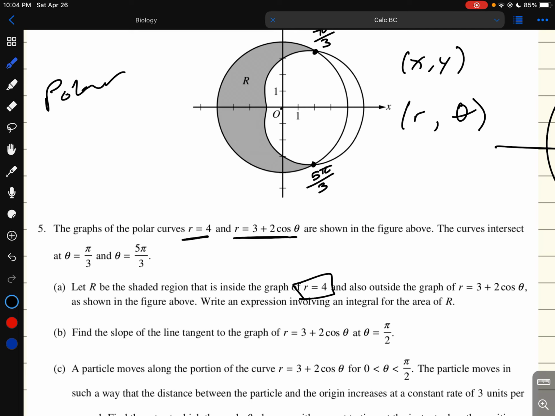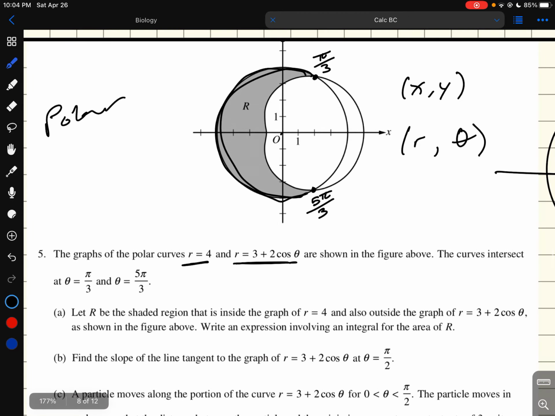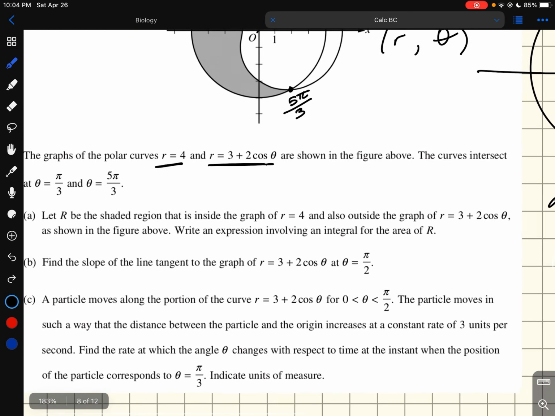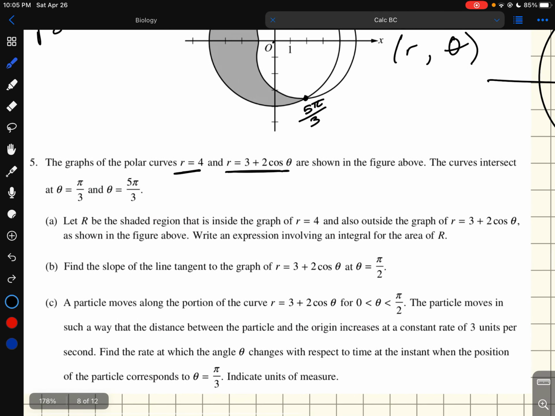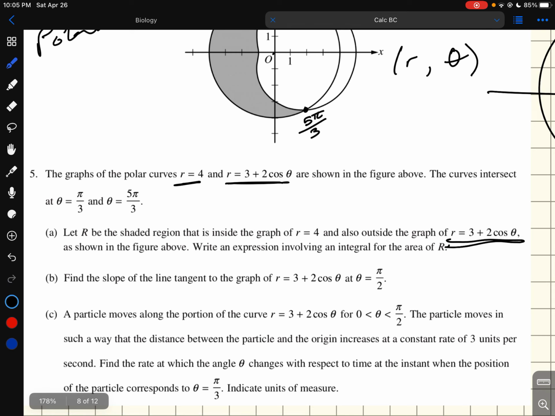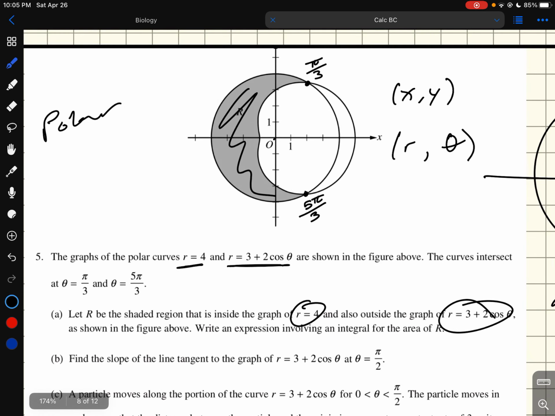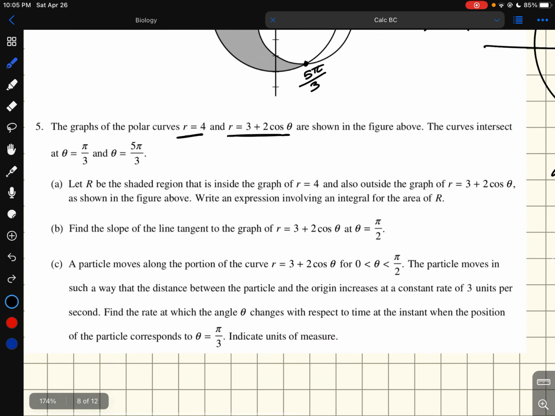So inside of this r equals 4 graph, we have r. That's r. That's r. And also outside the graph of r equals 3 plus 2 cosine theta. Well, whatever. These two graphs make this shaded area. Okay. Write an expression involving an integral for the area of R.